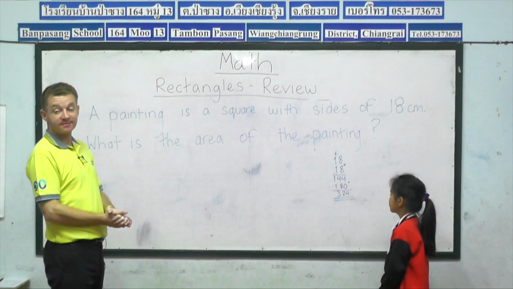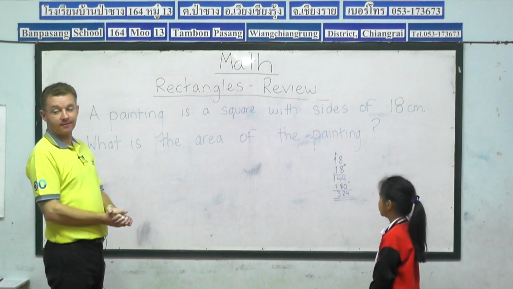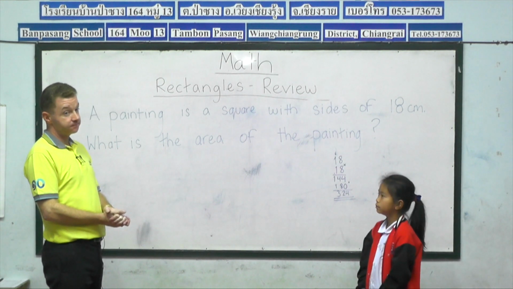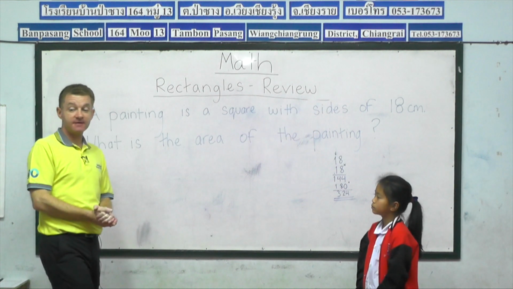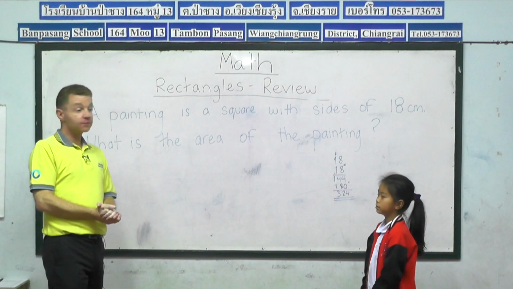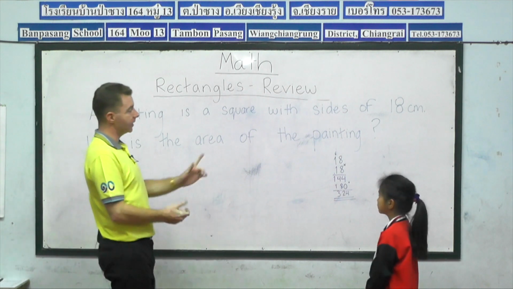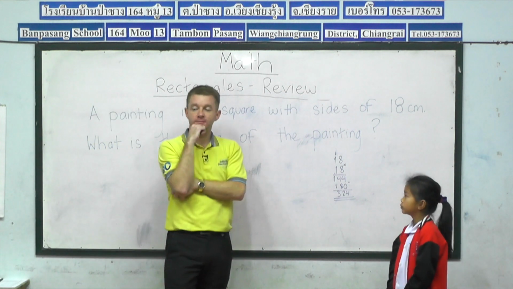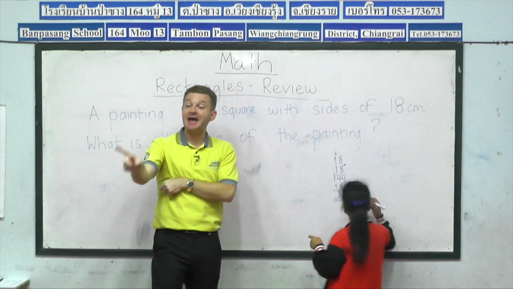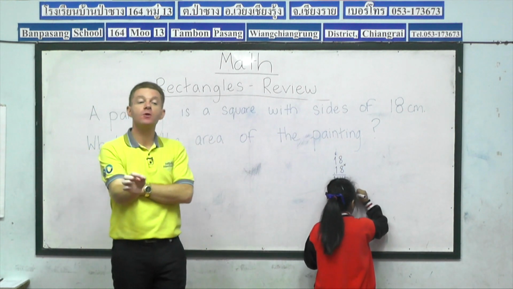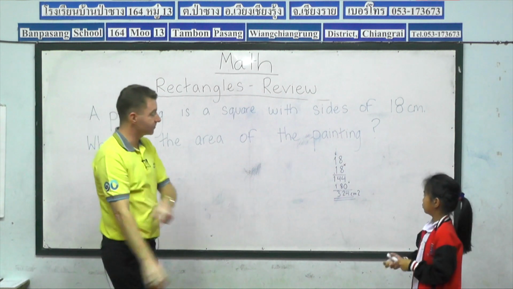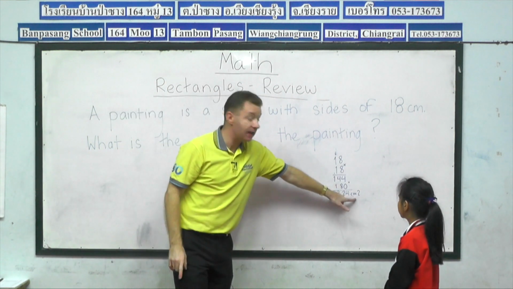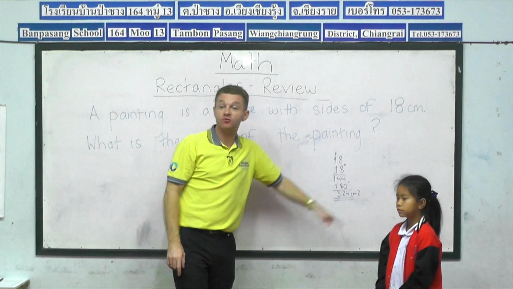Okay, so what's our answer, guys? 324. Everybody happy? Everybody agree? 18 times 18? 324. Okay, but 324 what? Centimeters. And then what do we need to do when we work with the 2? Yes, we need the 2 at the end, because with the area we have to say centimeters squared.